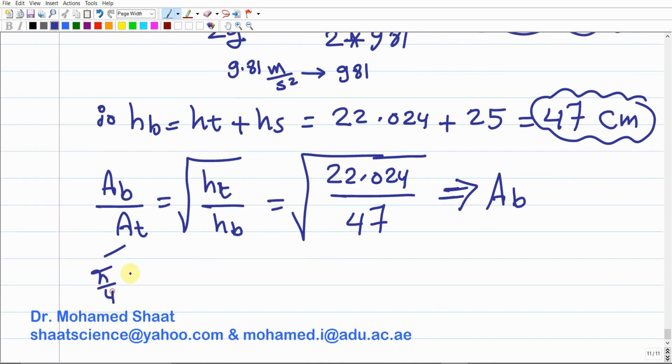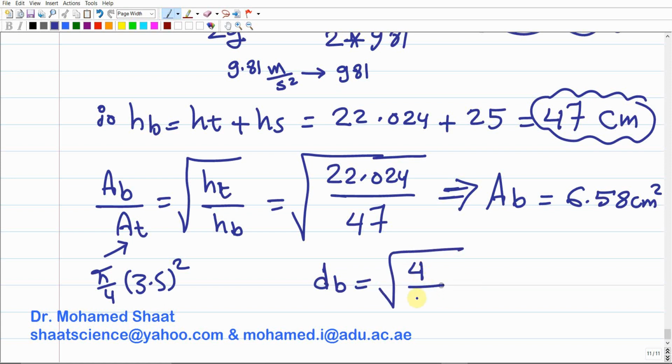It should be pi over 4 times 3.5 squared, because the diameter of the down sprue on the top is already given. If we do the calculation, we are going to end up with the bottom area, which is going to be the square root of 22 divided by 47, times 3.5 times 3.5 times 0.25 pi. This is going to give us 6.58 centimeter square.